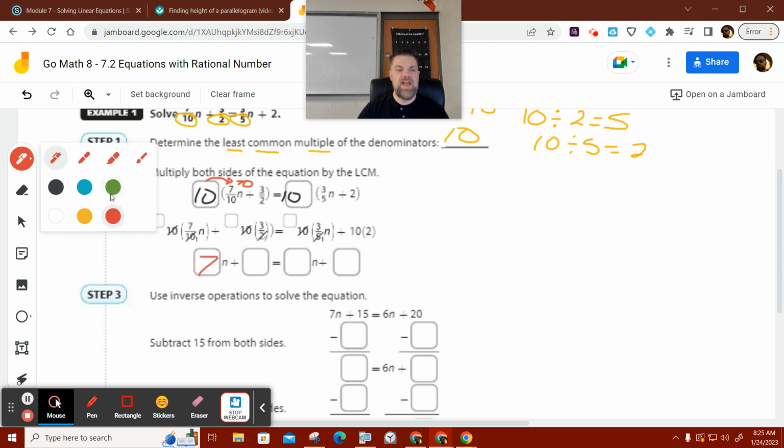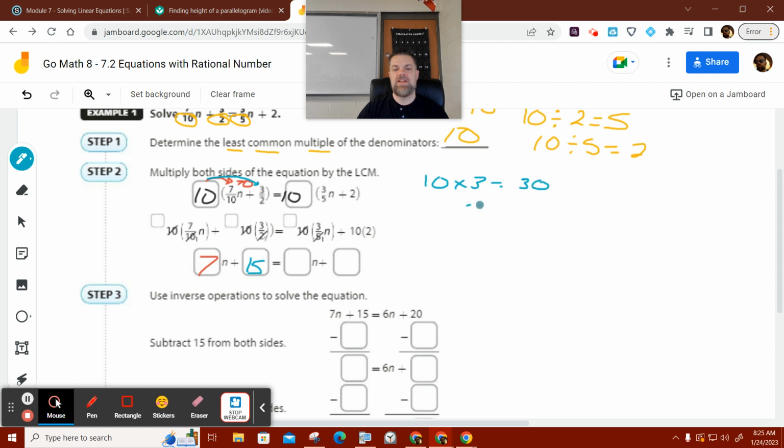Now we're going to do this again. We're going to say 10 times 3 halves. What's 10 times 3? 30. What's 30 divided by 2? 15. I'm going to write this out over to the side just so you guys know. So if I say 10 times 3 equals 30, and then I take 30 and divide it by 2, that equals 15. Now you could do this in your head. If you can't do it in your head, you could do it in the calculator.